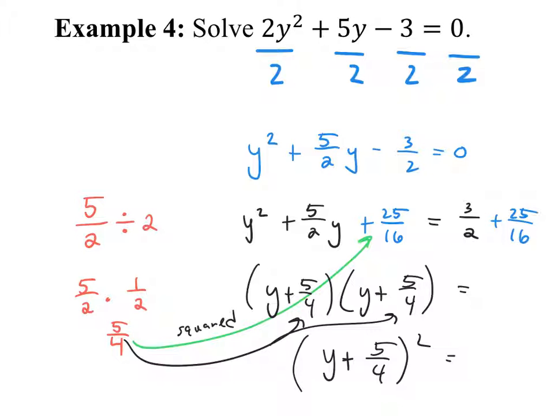How about the right-hand side? When we're combining fractions, we have to have a common denominator, right? So let's make it 16. So multiply by 8. This is going to be 24 over 16. Multiply by 8 over 8, I'm saying, obviously. Multiply the top by 8, multiply the bottom by 8. 24 over 16 plus 25 over 16. 49.